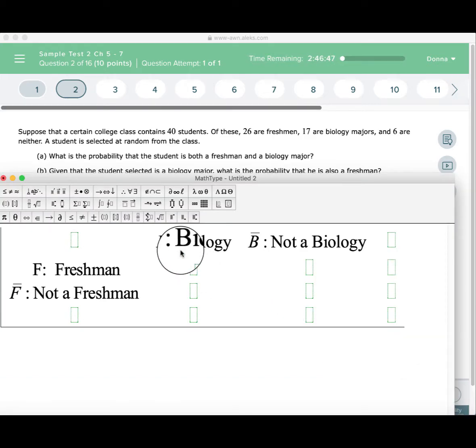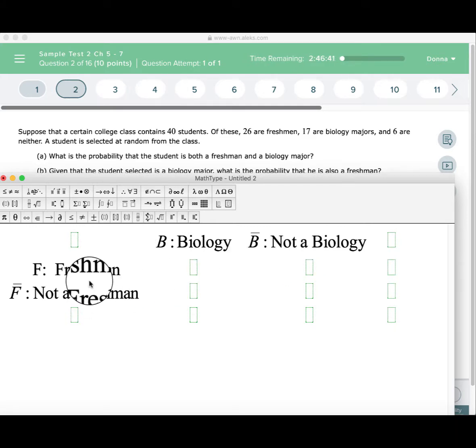I have biology and not a biology, and then I have freshman and not a freshman. In this example, they tell us that there are 26 freshmen, so I'll write 26 in the column. And of those 26 freshmen, they could be biology majors or not a biology major. Since there's 40 students, if 26 of them are freshmen, then we can figure out how many are not freshmen if there's a total of 40 students. 26 plus the freshman value should equal 40. So if we take 40 minus 26, we'll get 14.